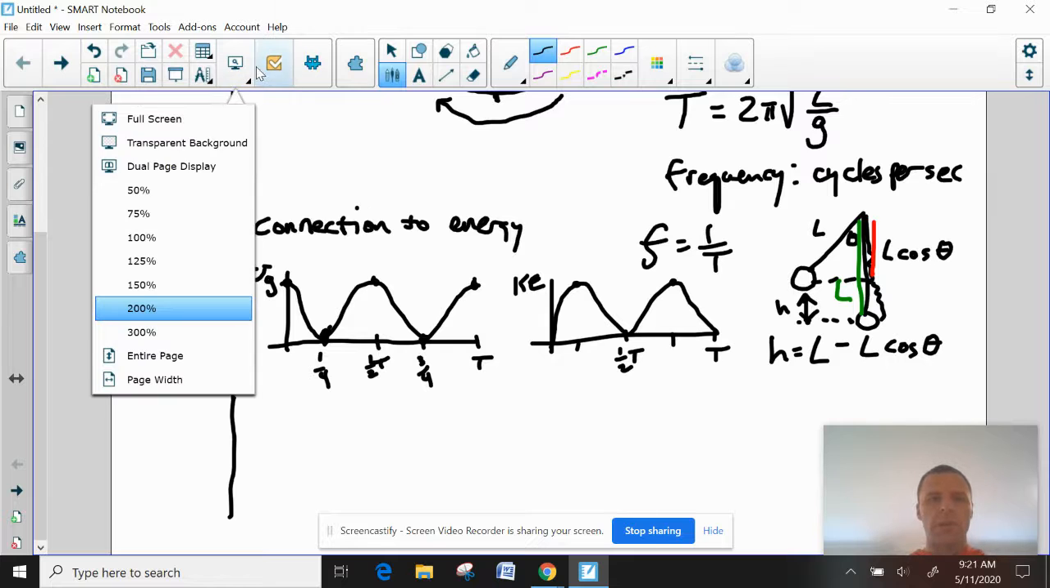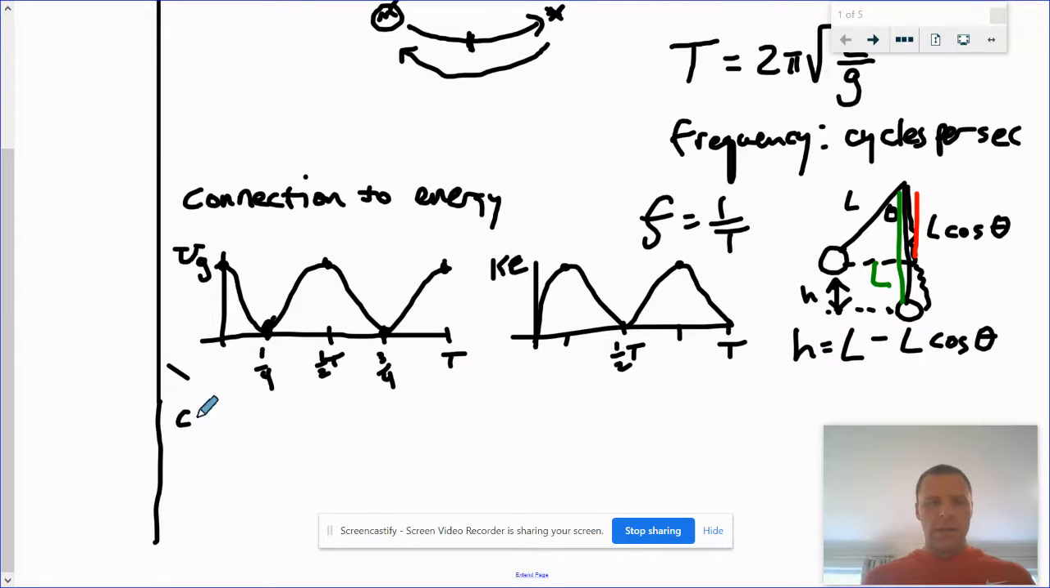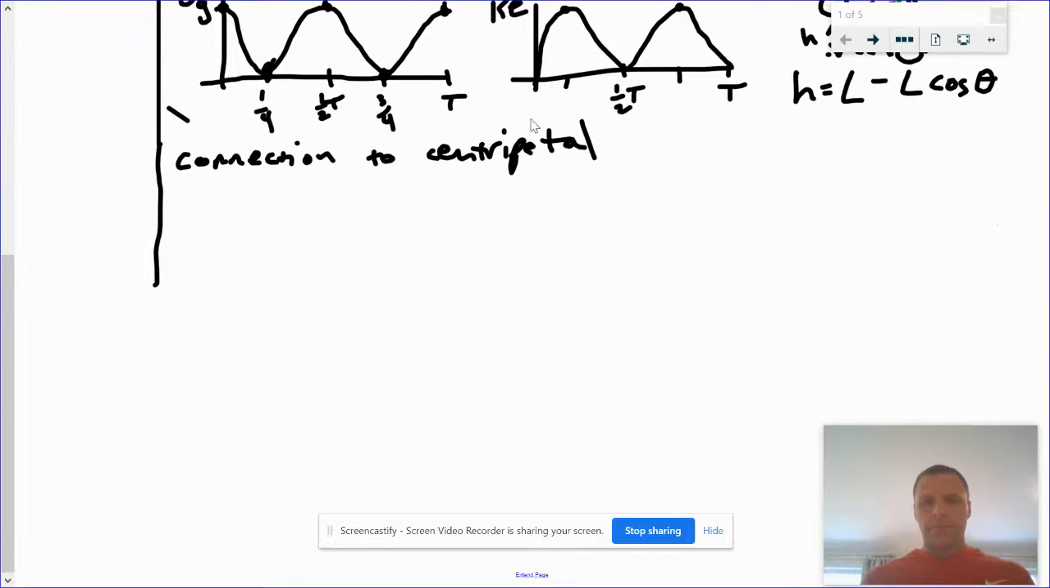Let's see. I had one more connection that I wanted to do with the simple pendulum. Connection to centripetal forces.